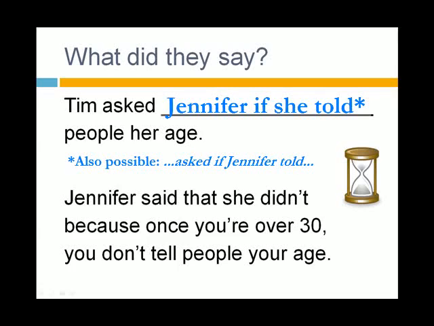Note in Jennifer's answer, there wasn't a shift of verb tenses in the second half. Once you're over 30, you don't tell people your age. This is because it's viewed as a general truth, a general practice. So it's best expressed in the present tense.